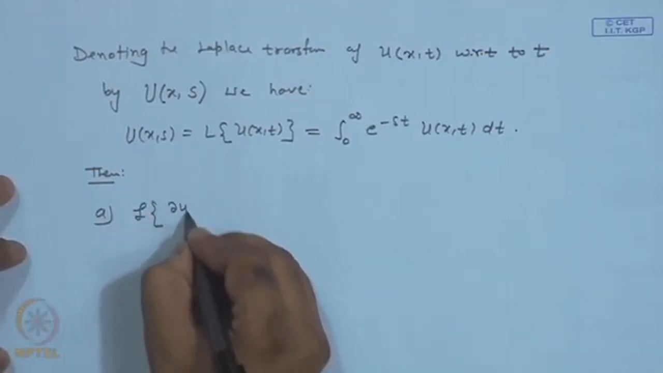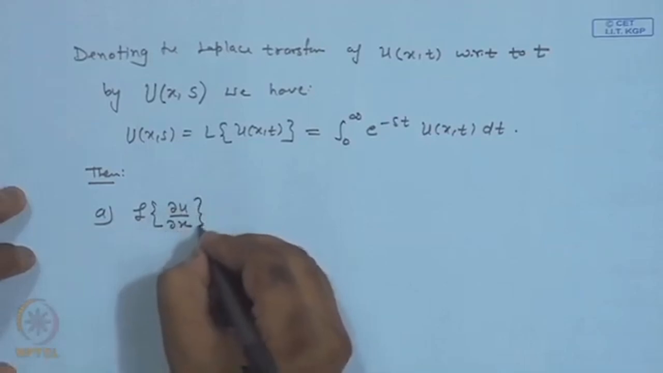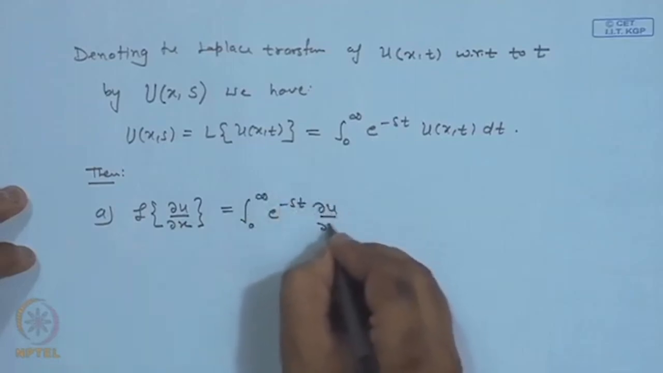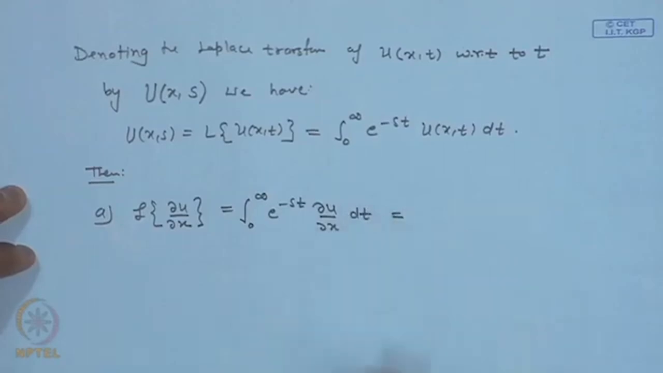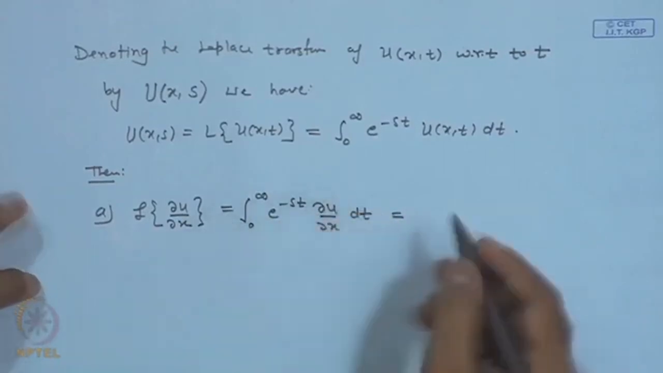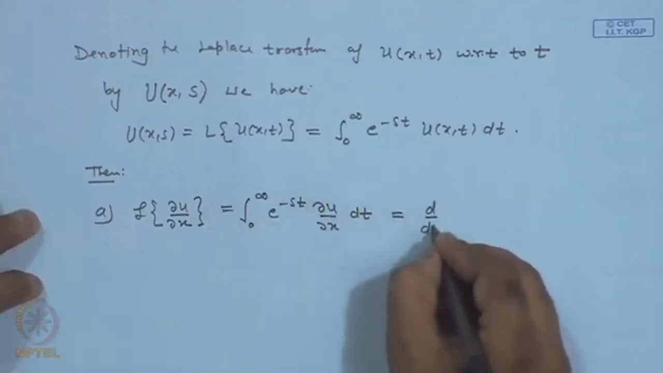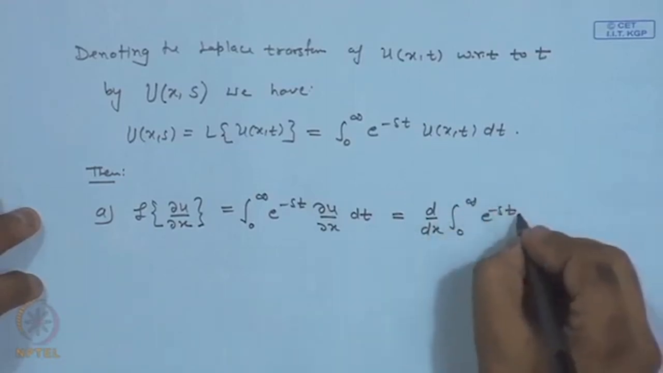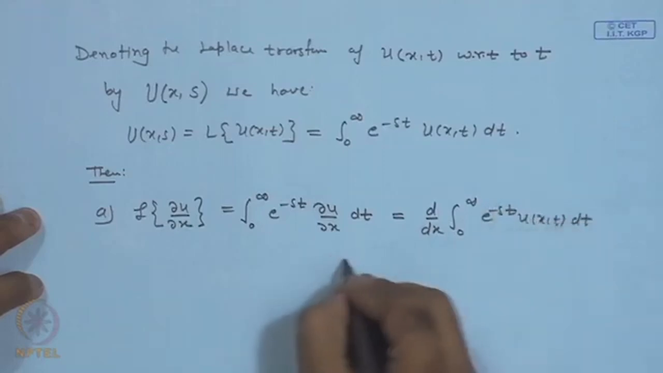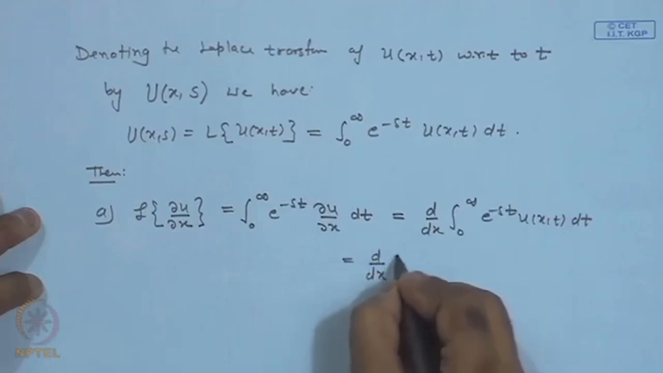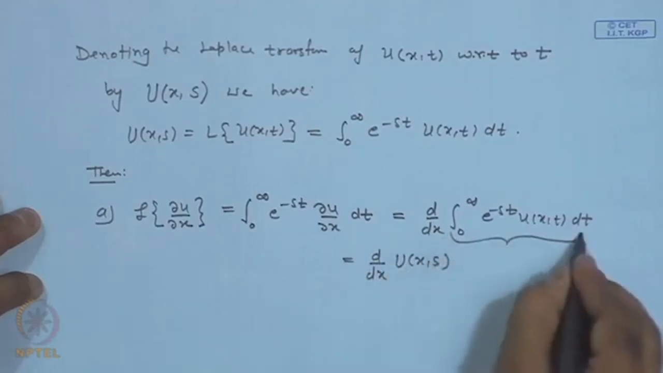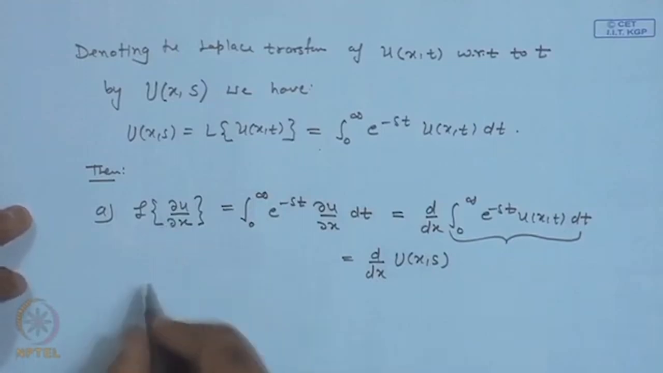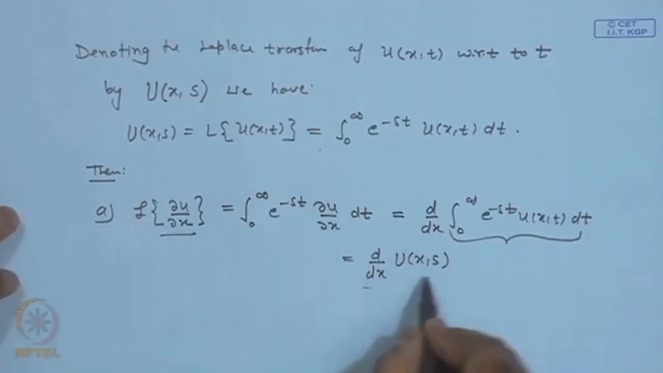So, we have the Laplace transform of del u over del x, which is the integral from 0 to infinity of e to the power minus st del u over del x dt, and we assume that differentiation under the integral sign is valid here. So, this is equal to d over dx of the integral from 0 to infinity of e to the power minus st u(x,t) dt. This is nothing else but d over dx of u(x,s), the Laplace transform of u(x,t) as per our definition. So, what we see here is that the Laplace transform of the derivative is the derivative of the Laplace transform.